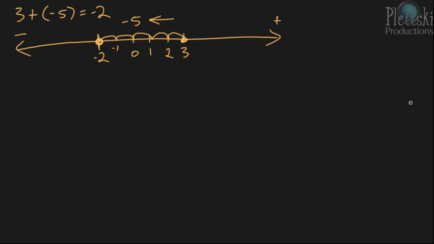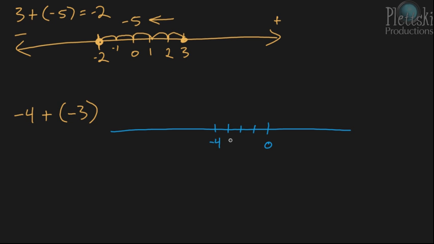Let's look at adding 2 negative integers. So negative 4 plus a negative 3. Well, let's show a number line. And we're going to start at negative 4. So there's 0, negative 1, negative 2, negative 3, negative 4. So we start at negative 4, and we're going to add a negative 3. And when we add a negative, remember, we're not going to go to the right, we're going to go to the left. So we're going to go more in the negative direction.